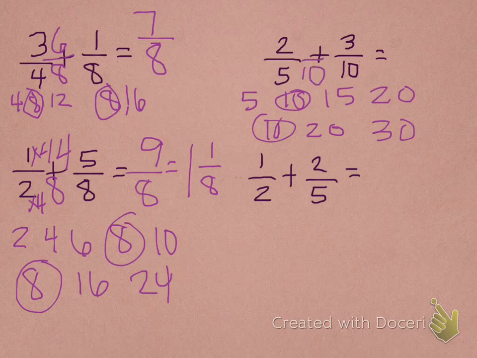I have to switch my 5ths into 10s. So 5 times 2 is 10. 2 times 2 is 4. 4/10 plus 3/10 is 7/10.